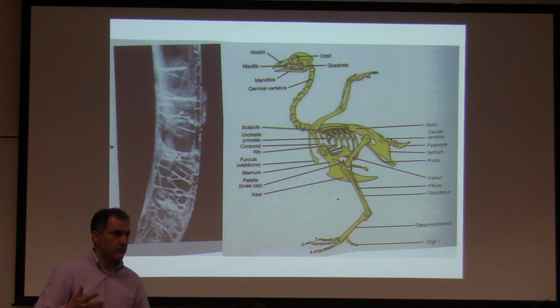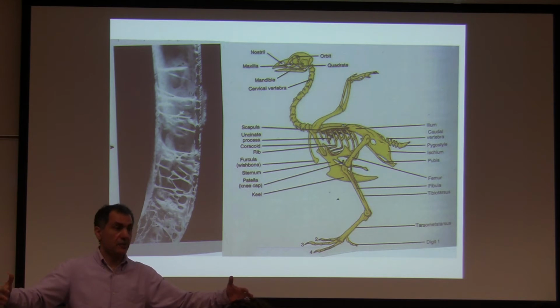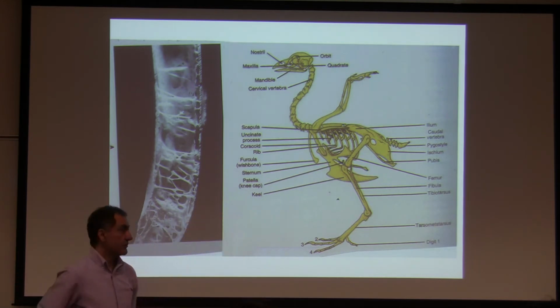Air sacs, one of them, the feather, and the other one, those are huge animals. And of course, the bones. The bones do not have much of a compact bone.